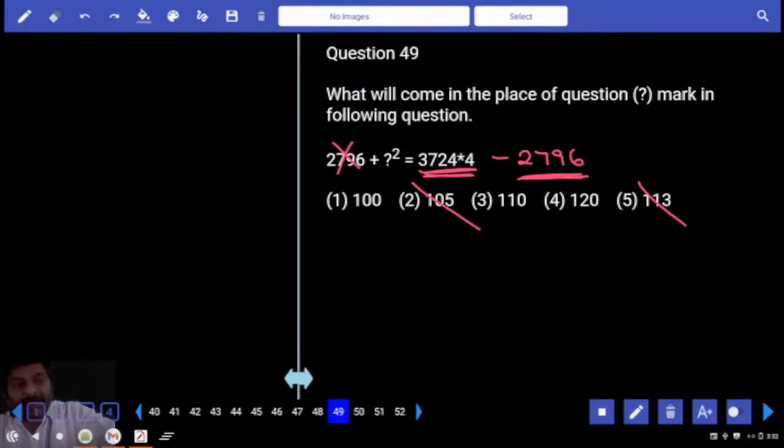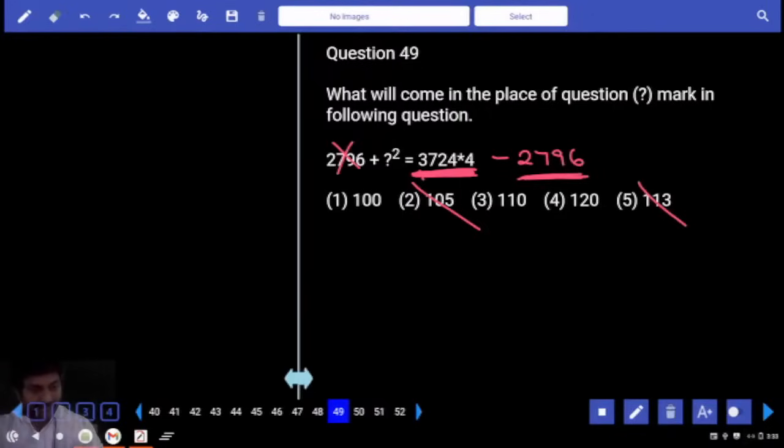Number whatever you are subtracting, 2796. Observe that number. 3 multiple. Your first number 3724. Is it a 3 multiple? Into 4 you have, right? That is also not a 3 multiple. So your first number, positive number, is it a 3 multiple? But you are subtracting a 3 multiple from that number. Your result is going to be a 3 multiple or non 3 multiple? Non 3 multiple. If x square is a non 3 multiple, can x be a non 3 multiple? No. One more option eliminated.